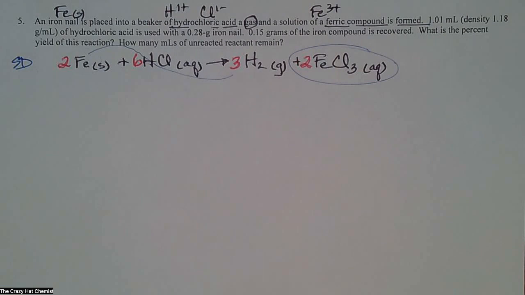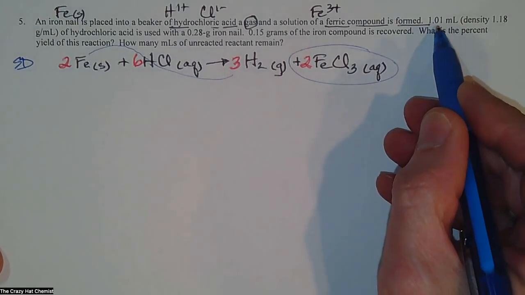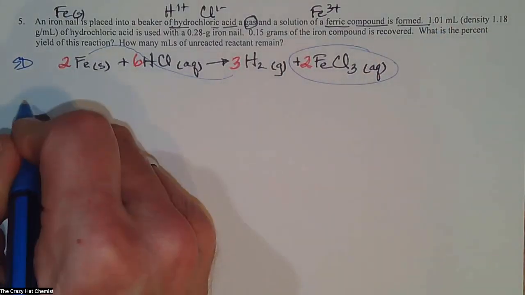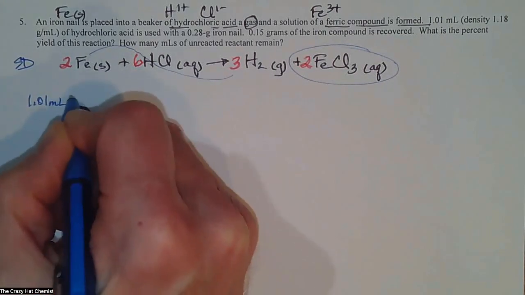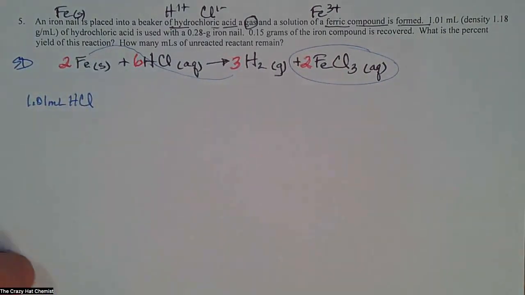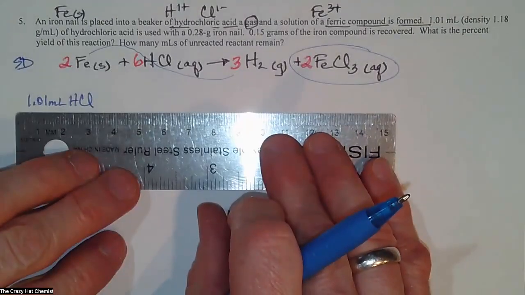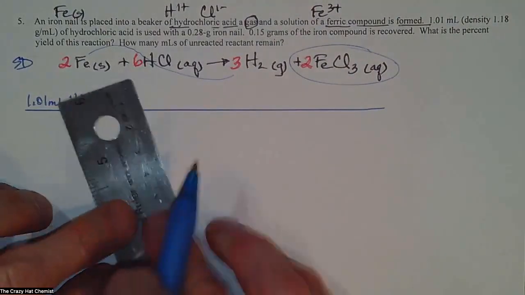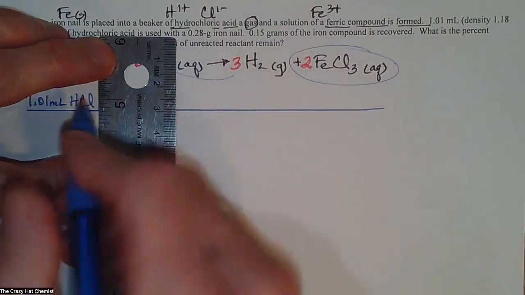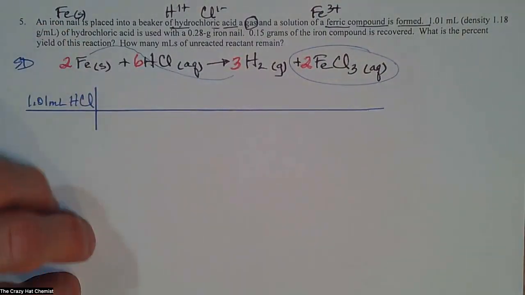So a lot to answer on this problem. This is as good as it gets. You're going to get something like this on a test, or you should be able to answer all these questions here. So we're going to start off with our 1.01 milliliters. So 1.01 mils of the HCl. I'm going to draw my line here. I have quite a bit of information here to draw out because this is a density one.